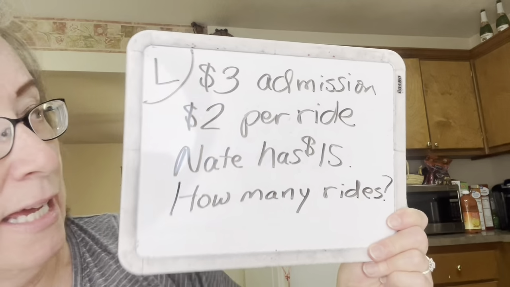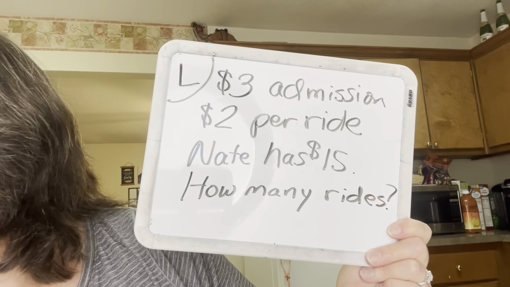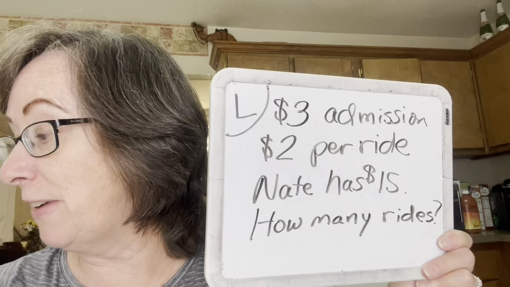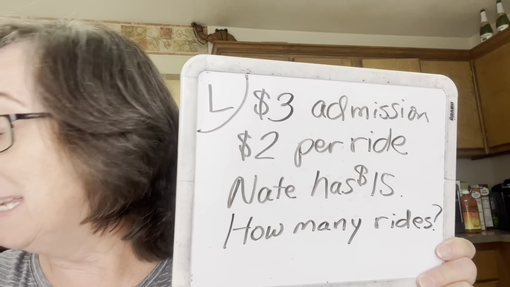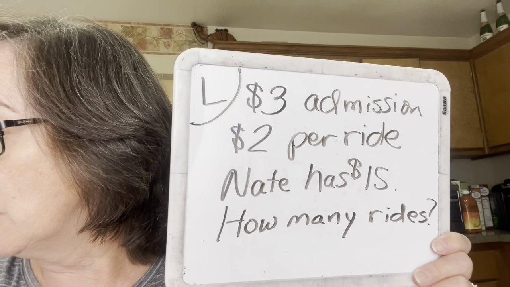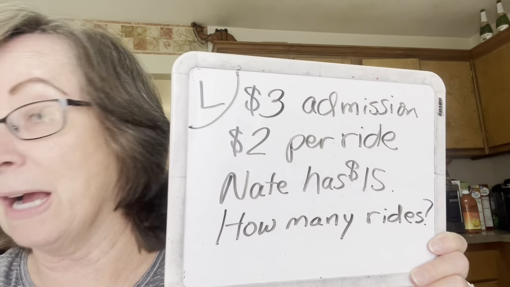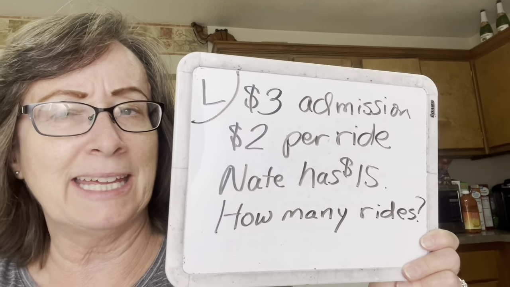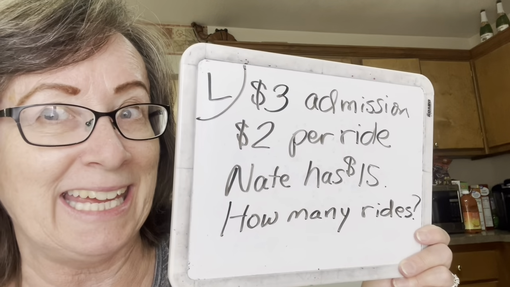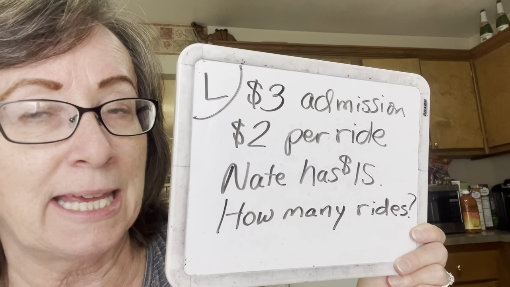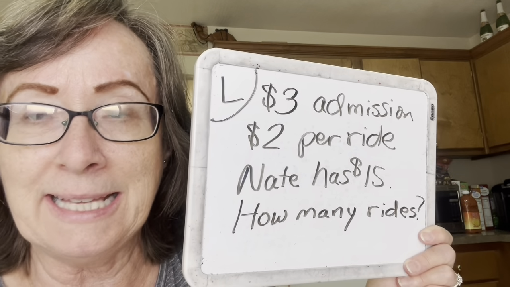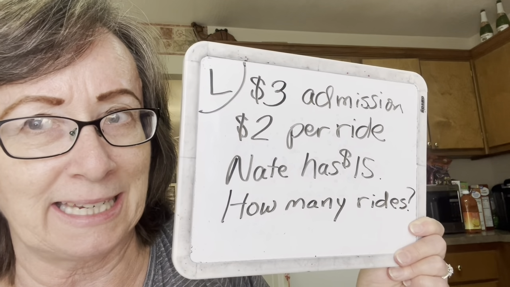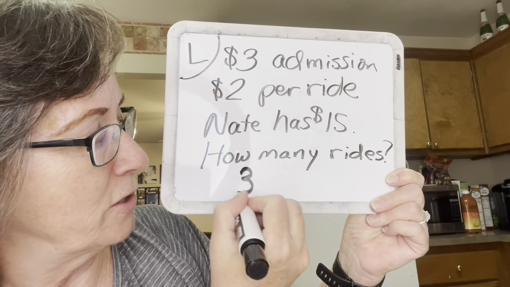L is our last practice problem. Okay, so it says here, admission to the county fair is $3. Each ride cost $2. Nate has $15. Solve the following equation to find out how many rides he can make. Now, they give you the equation in the book, but I want you to see if we can reason out what the equation is. It cost Nate $3 just to walk into the gate. He's got to pay $3 at the door, doesn't he? At the gate. So $3 to start with.